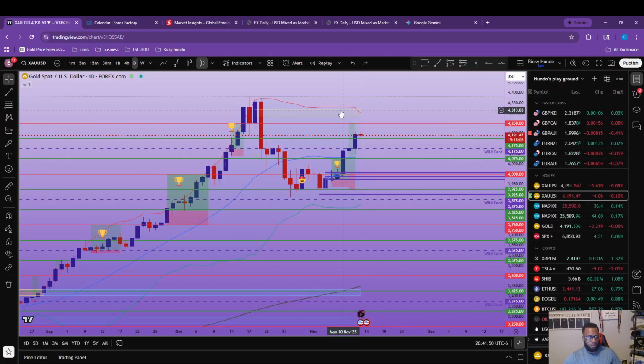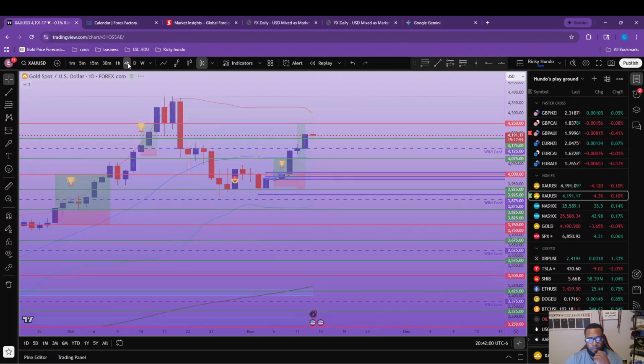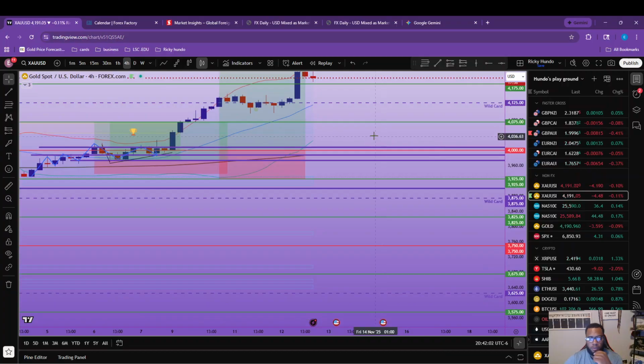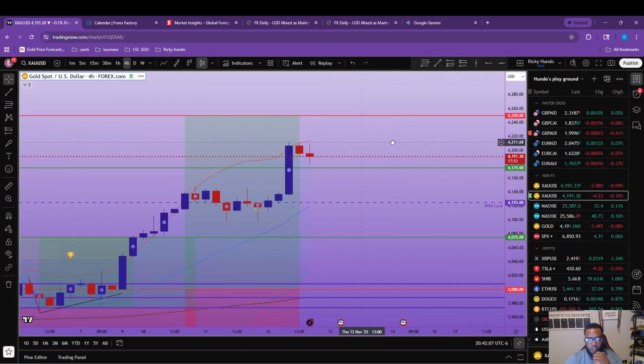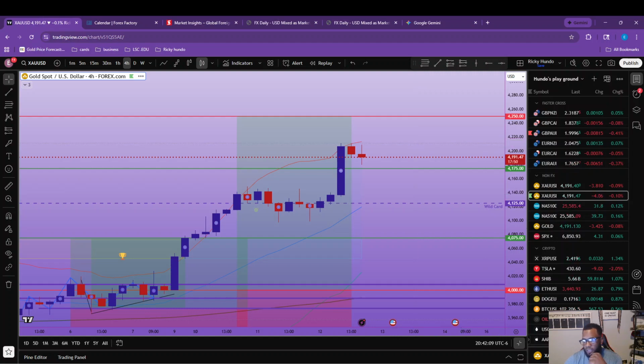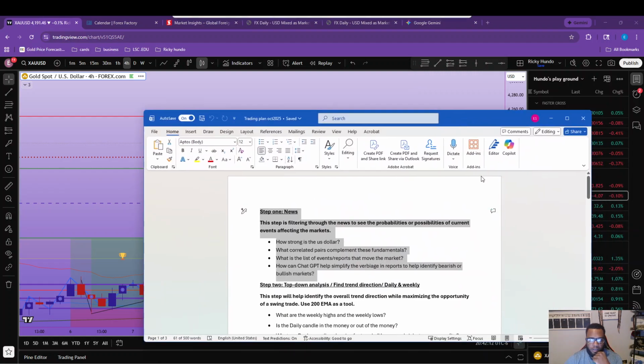So that's pretty much what I do for correlations, as far as getting another confirmation. It's called confluences, which is multiple confirmations to kind of justify your forecast. So that's where the correlated pairs that complement the fundamental come in: is the US dollar strong, and then the list of events for reports that move the market.